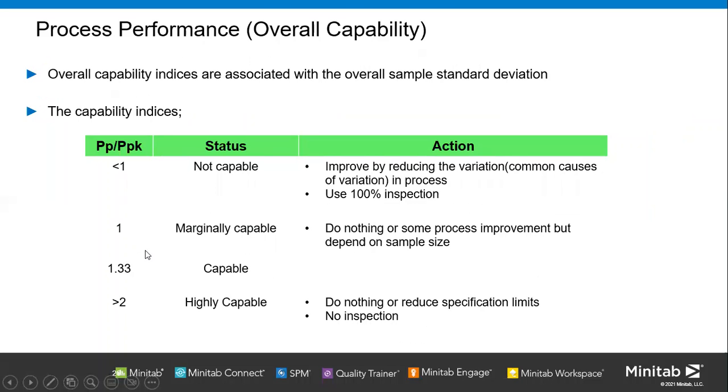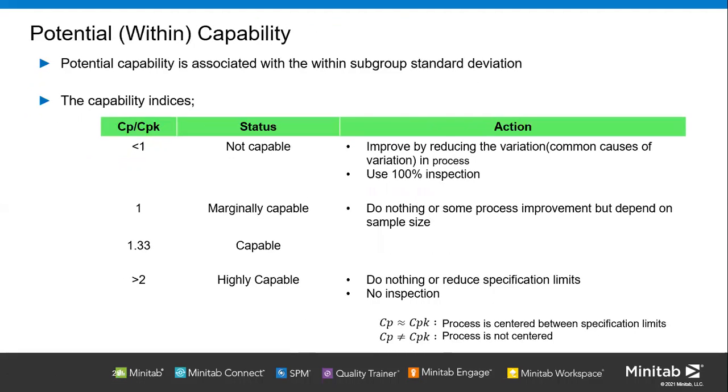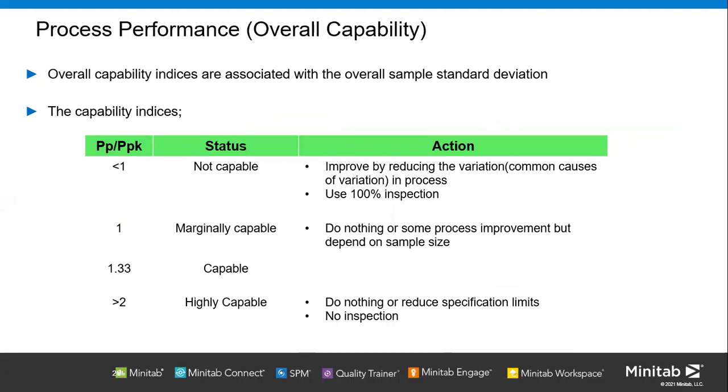This one is the overall capability, where we look at PP or PPK. Just now was the within capability; this one is the overall, PP and PPK. It is the same: less than 1 is not capable, 1 we consider marginally capable, 1.33 is capable, and if it is more than 2, it is highly capable. So you look at this one.